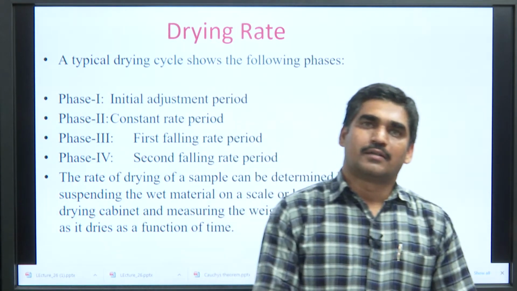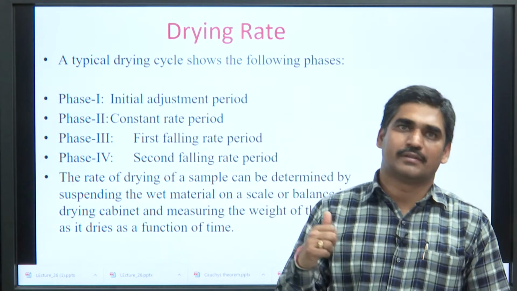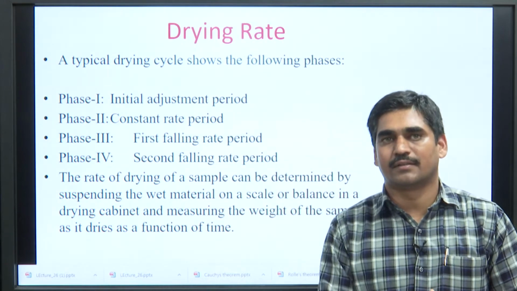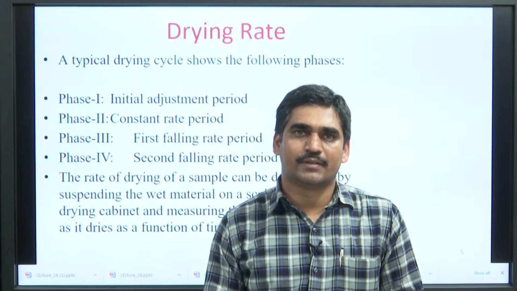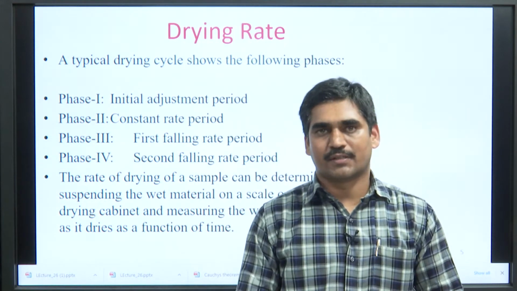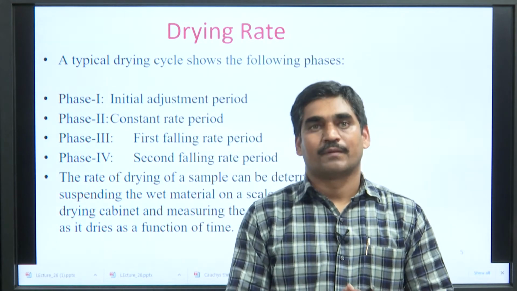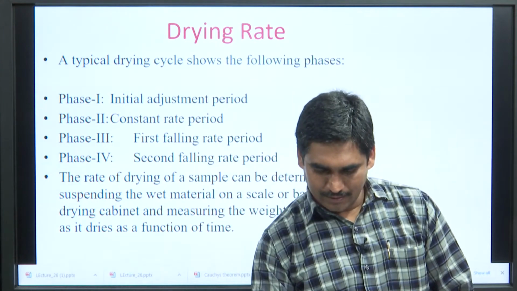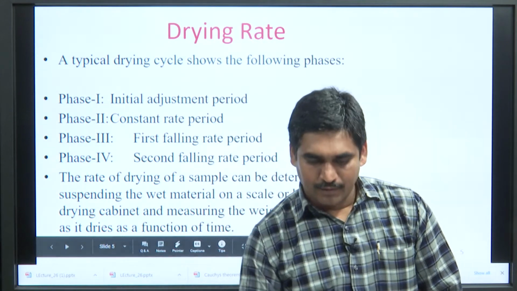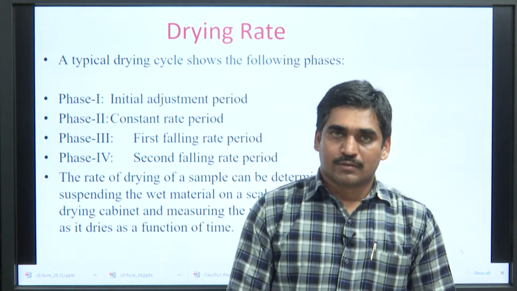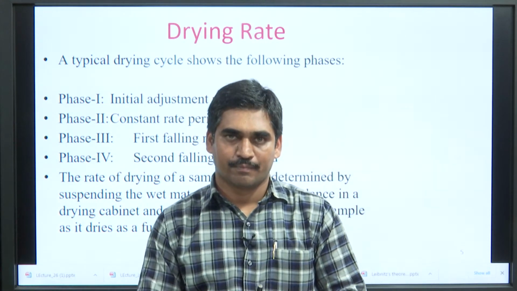Drying rate. A typical drying cycle shows the following phases. That means, if you see the drying rate curve, there are 4 phases. Phase 1 initial adjustment period, phase 2 constant rate period, phase 3 first falling rate period, phase 4 second falling rate period. Okay. So, there are 4 phases in a drying rate curve.